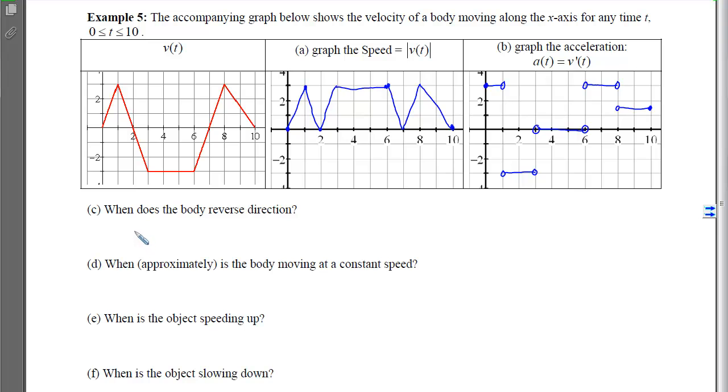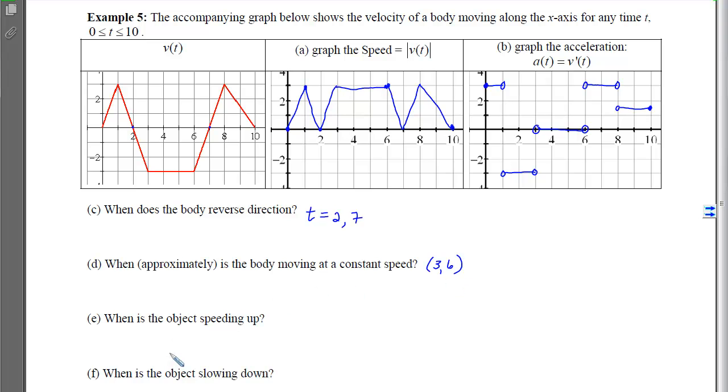So the question C says, when does the body reverse direction? Remember, direction comes from the velocity curve. So we're going to be looking for when the velocity changes sign. Velocity is going to change sign at 2 and again at 7. When are we moving at a constant speed? That's when we don't have any push, or when the speed is not changing. So we can see it here from 3 to 6.